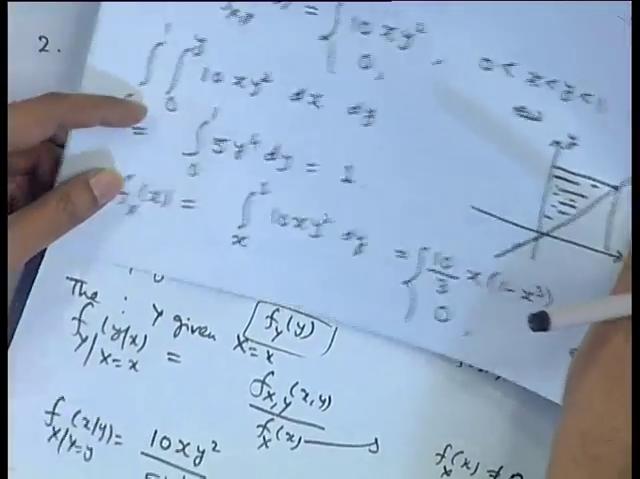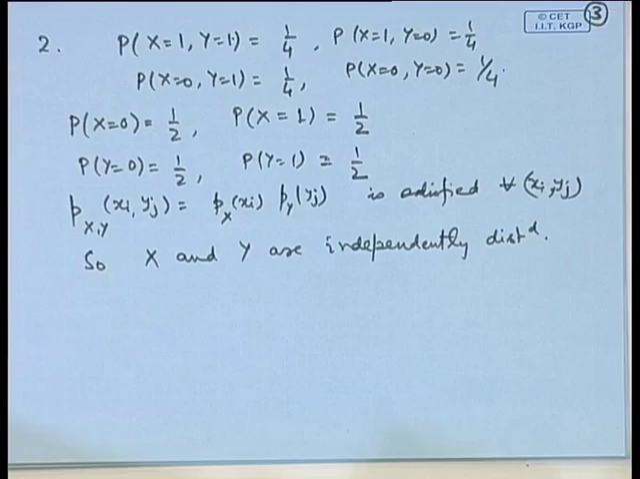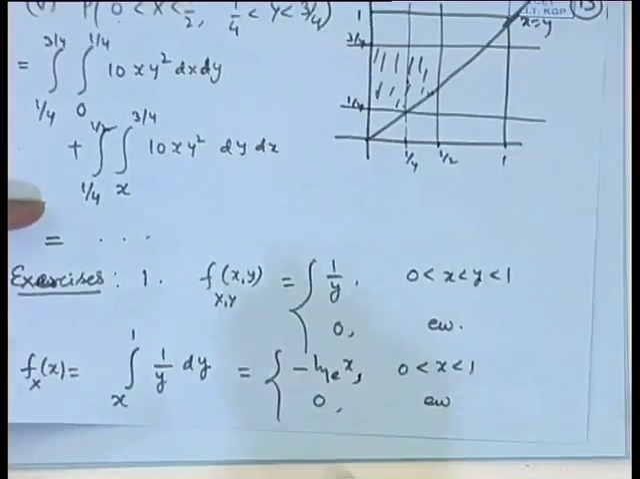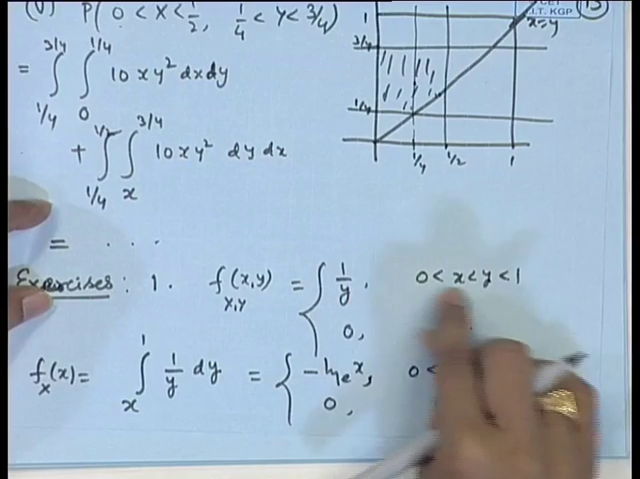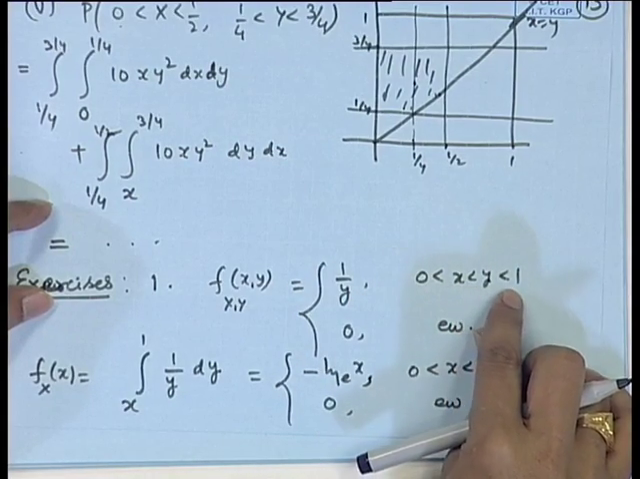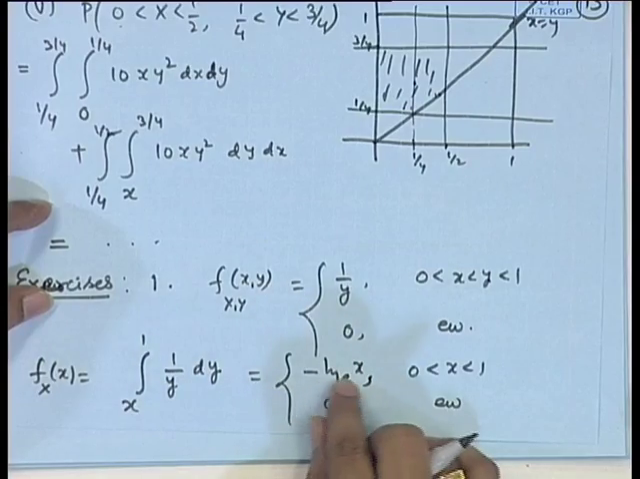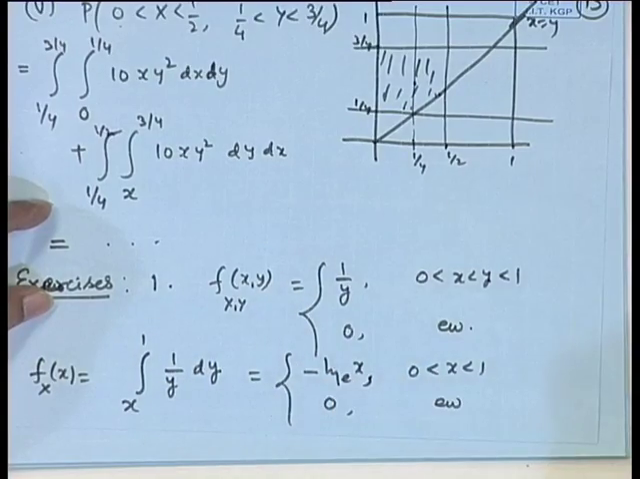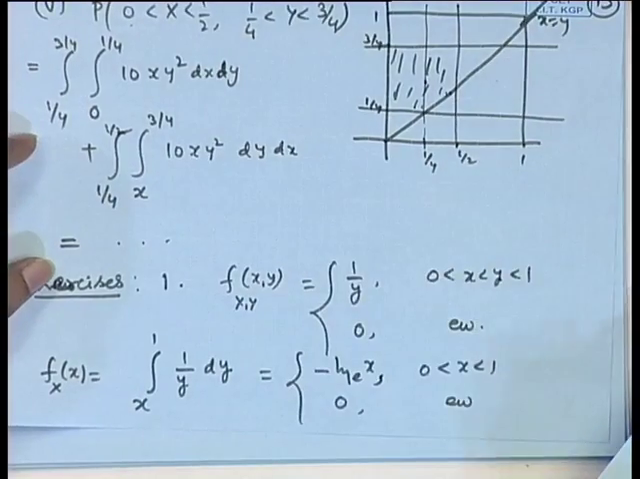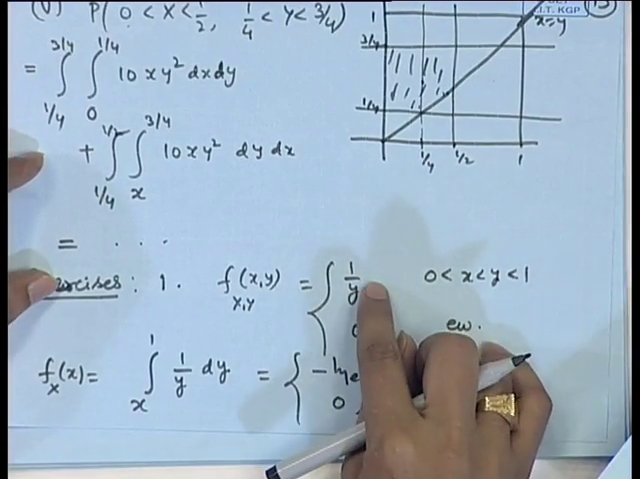If we consider another problem, say f(x, y) equal to 1/y for the similar condition 0 < x < y < 1, then the marginal distribution of X is minus log of x and the marginal distribution of Y is uniform. So, once again you can see that the product of these two does not give 1/y. So, the distributions are not independent.